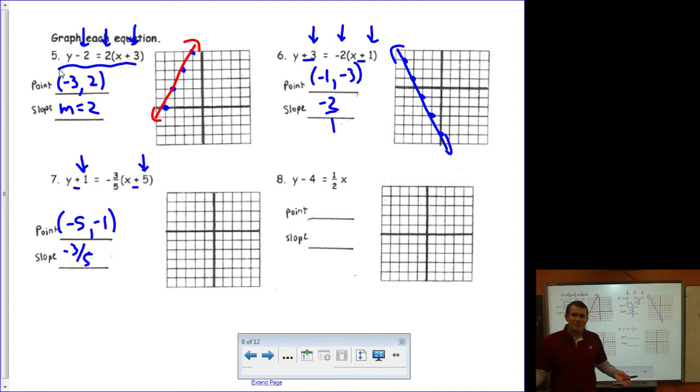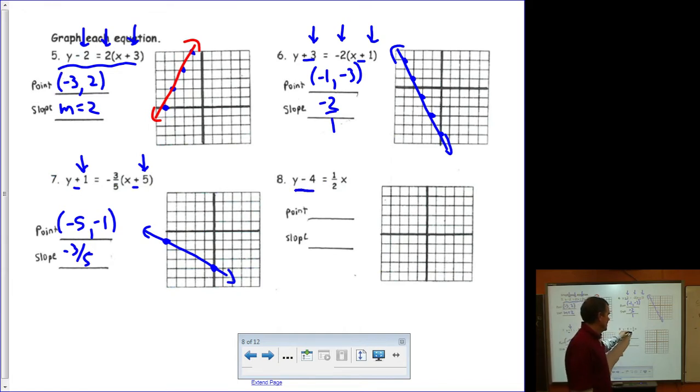I would graph that by first graphing the point that I know is on the line. That's -5, -1. I would use the slope of -3/5. The -3 tells me go down 3 and then 5 to the right. 1, 2, 3, 1, 2, 3, 4, 5. And my line would look something like that.